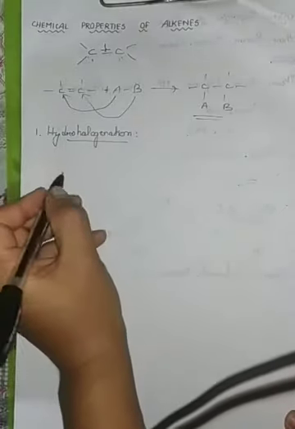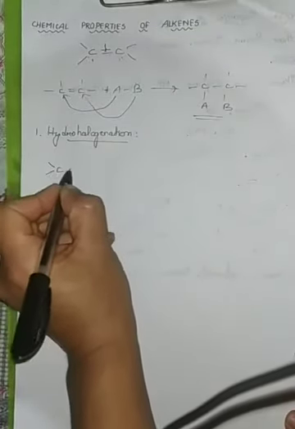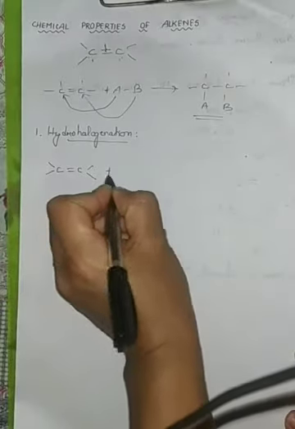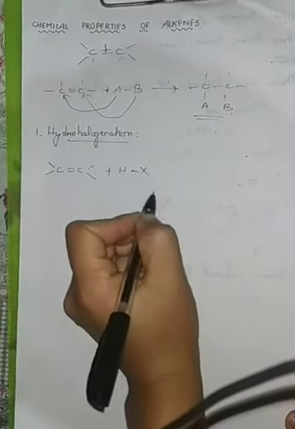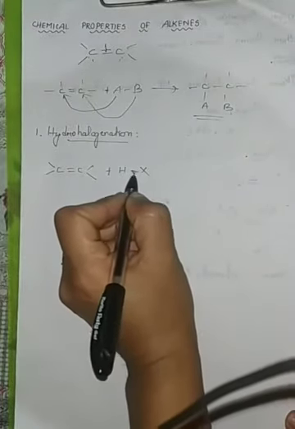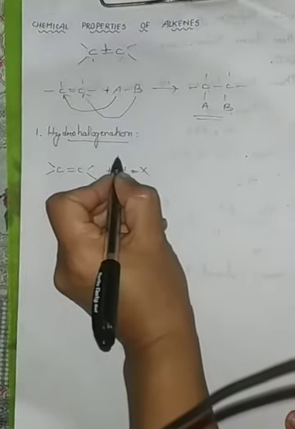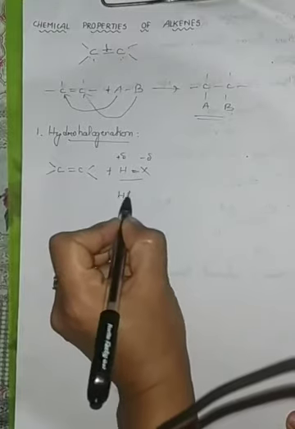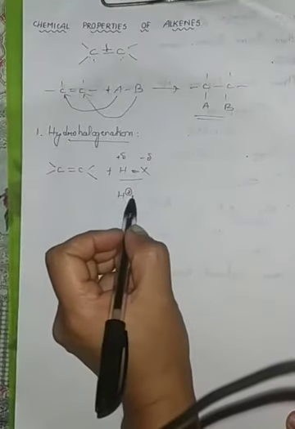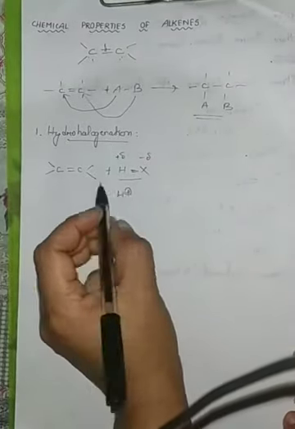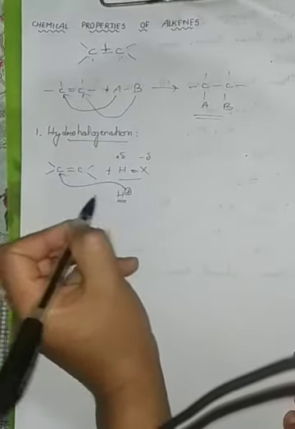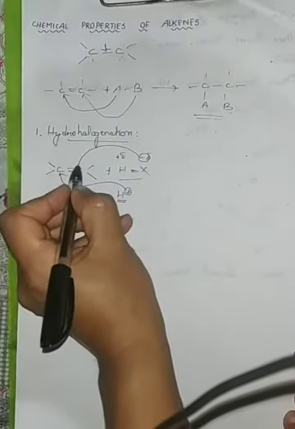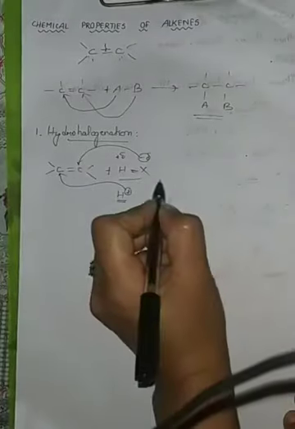So let's check the reaction. An alkene, and hydrogen halides, which are the reagents. Now we know that since the bond is polar, this will be partially positive and this will become partially negative. Our hydrogen halide produces a proton. H plus is released as a proton, and this H plus acts as the electrophile and attacks here, and then the negative part attacks the second carbon.